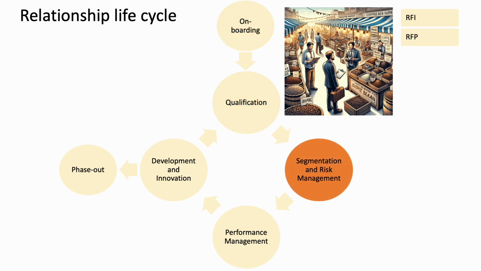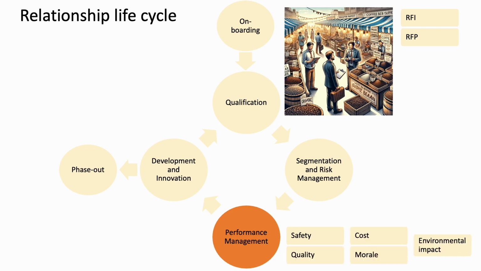Segmentation and risk management. After choosing a supplier, the coffee shop categorizes the supplier's products and manages risks. This step ensures that the coffee shop develops the correct relationship type with the supplier while managing potential risks like supply chain disruptions or ethical concerns. Performance management. Similar to employee appraisals, the coffee shop assesses the supplier's performance using key performance indicators, KPIs, such as safety, quality, delivery, cost, morale, and environmental impact. This evaluation helps in identifying areas for improvement and ensuring that the supplier meets the coffee shop's standards.